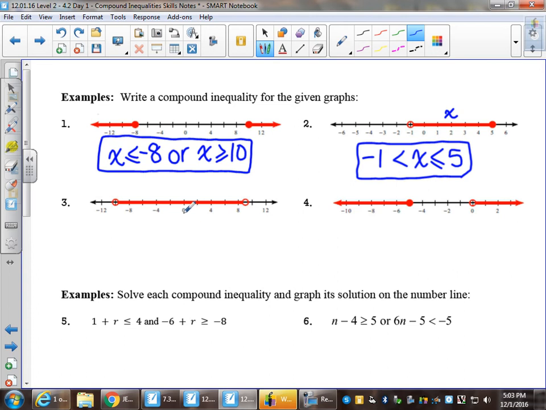3 is an and because I clearly see it's between two values. And again, if it helps to put x so you can see what it's greater than and what it's less than, do that. So x is greater than -10. This is also counting by twos. -10 is halfway between -8 and -12. I do not put a bar because it's an open circle. So x is greater than -10 and less than, this is interesting, it's not 10 because 10 is right here. This is 8. So halfway between 8 and 10 is 9.